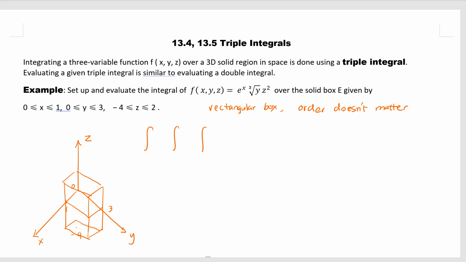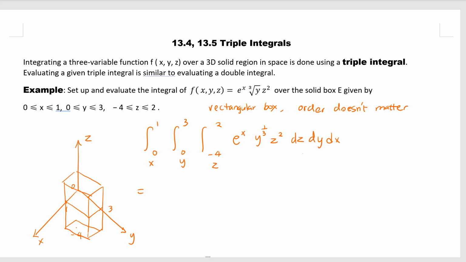It's just up to you. We can do x first. So x goes from 0 to 1, and then y goes from 0 to 3. Z goes from -4 to 2. Okay, e to the x, and this is the cube root of y, so y to the 1/3, z squared, and then when you close it, don't forget we have parentheses. So this is dz, then we have dy, and dx is outside. So far so good, everybody.